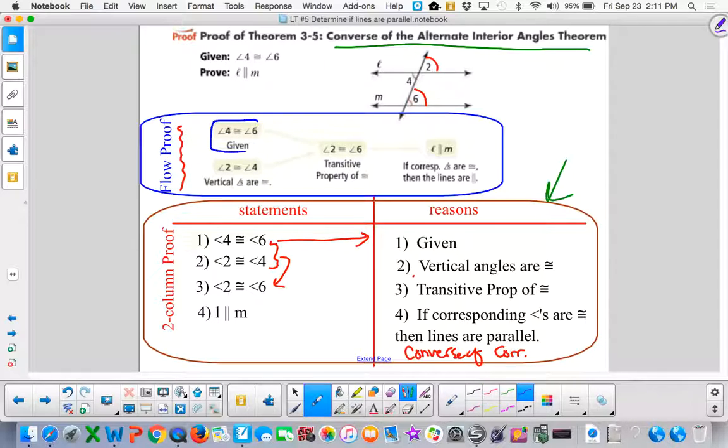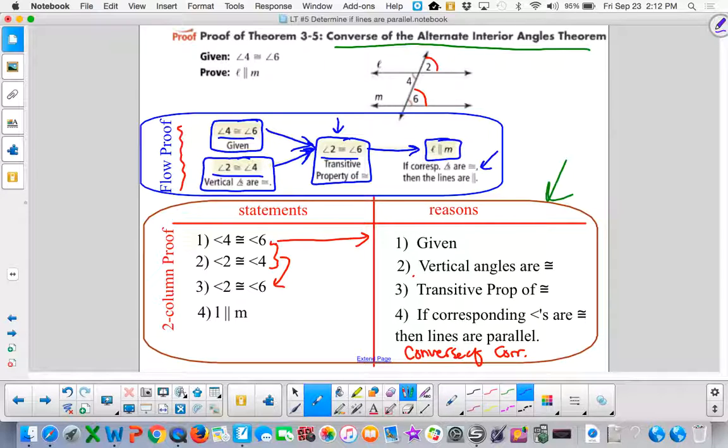Notice, the given is right here, where I had the statements on top and the reason underneath. Then I know that angles 2 and 4 are congruent because they are vertical angles. Now what's interesting is, given each of these, I draw an arrow from each of those, I can conclude that angle 2 is congruent to angle 6 because of the transitive property. So the flow proof is just that. It's creating a flow of ideas that when connected can give you another statement. Then from that, I can say lines are parallel because of the converse of the corresponding angles theorem.